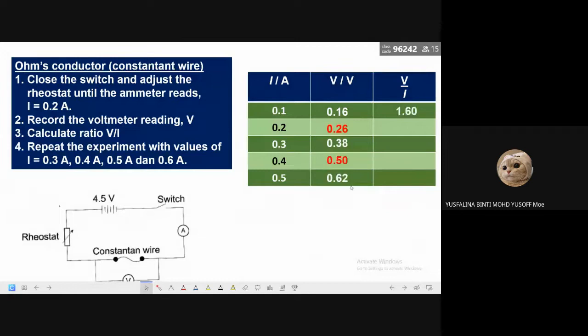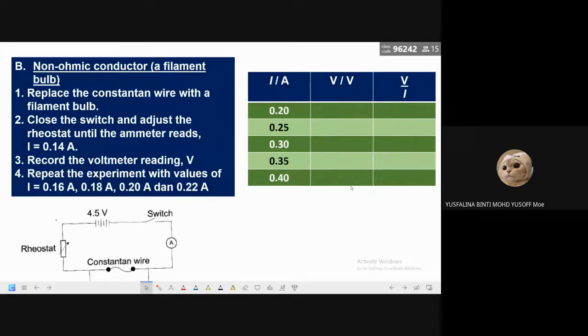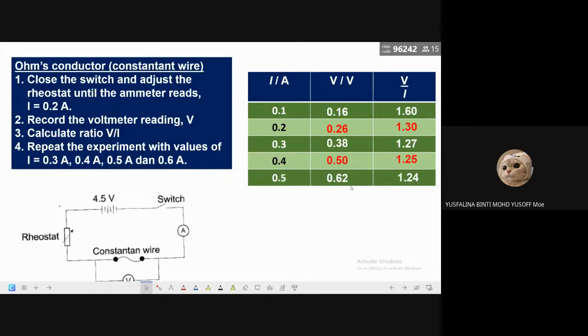So let's say this is an example of the reading here, and you need to find the R here. Because you already did this experiment, I will go through it quickly. This one is for the Ohm's conductor. An Ohmic conductor means it obeys Ohm's law, which means when you draw the graph, you will get a directly proportional graph. That is the Ohmic conductor, and here they used constantan wire. Other than constantan wire, copper can also be used, because copper also obeys Ohm's law.